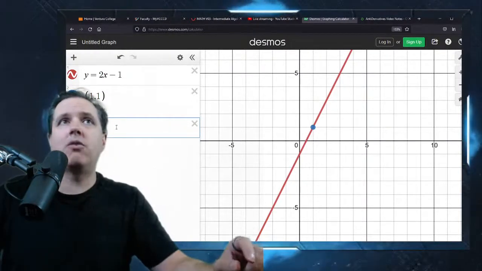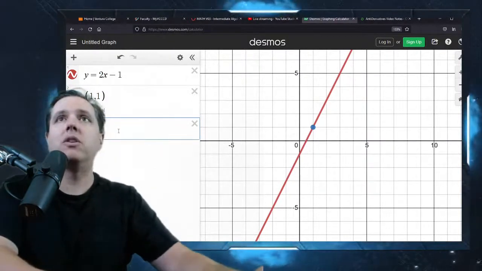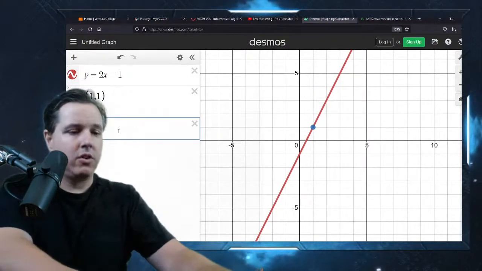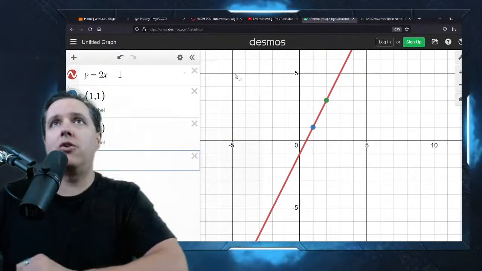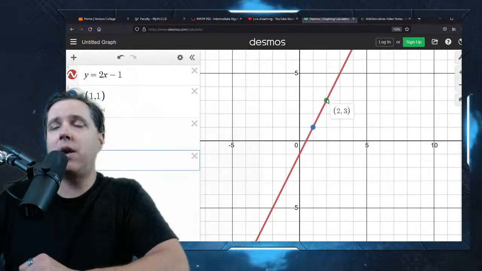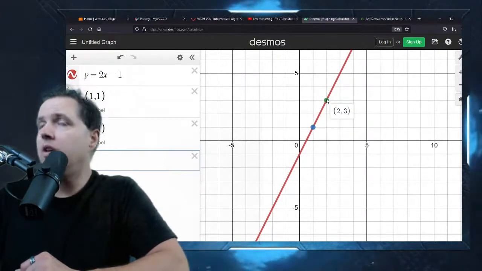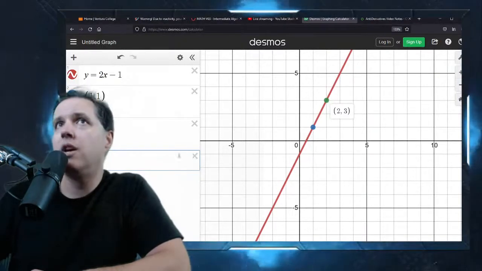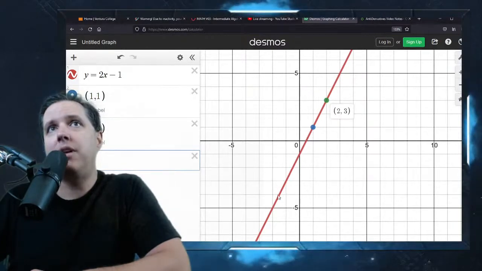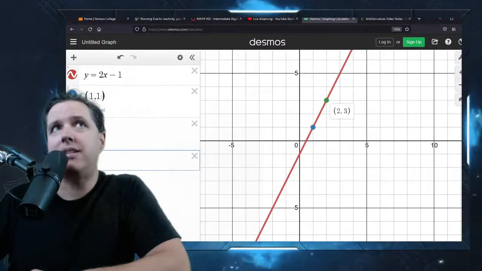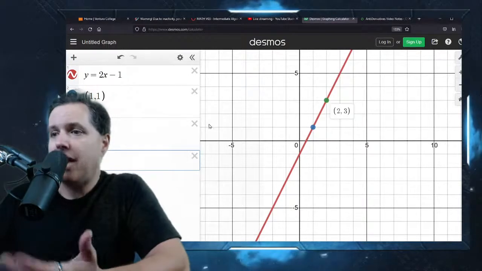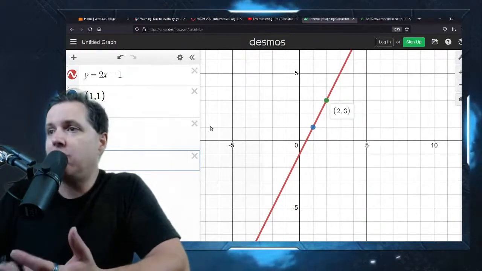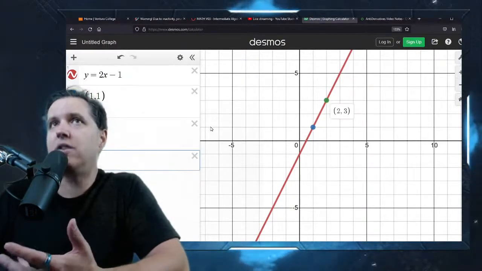We could pick another one. How about (2, 3)? That's another point where x is 2 and y is 3. If I plug x equals 2 and y equals 3 into my equation, I get 4 minus 1 equals 3. Yes, that's true. So see how any point we grab here and plug into the equation makes this equation true? That's what the graph of a line is. It's a visual representation of the solutions of a line.